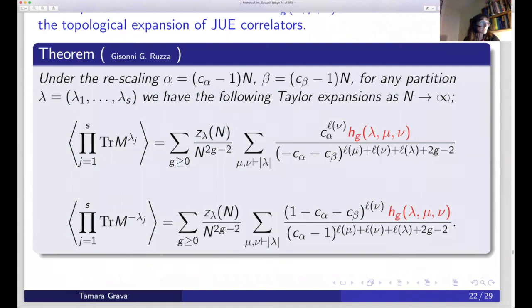But I cannot distinguish between partitions with the same length, L of nu, regarding nu, and the same in the denominator. I cannot distinguish between partitions with the same length L of nu. So I'm summing over all of them. So this number here is the sum over all of them.